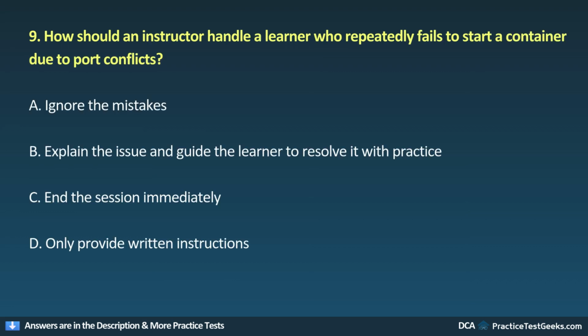9. How should an instructor handle a learner who repeatedly fails to start a container due to port conflicts? A. Ignore the mistakes. B. Explain the issue and guide the learner to resolve it with practice. C. End the session immediately. D. Only provide written instructions.